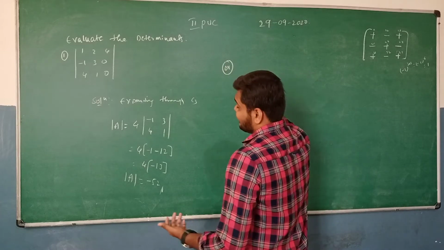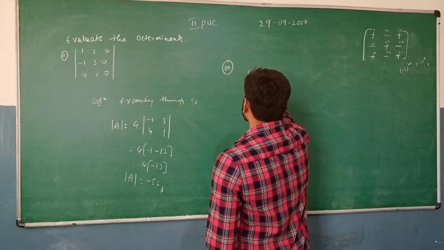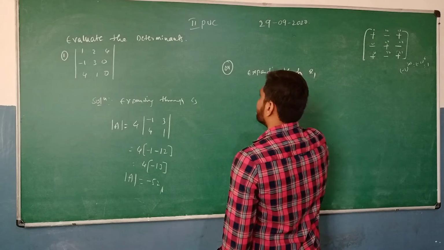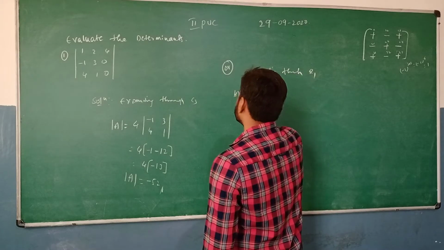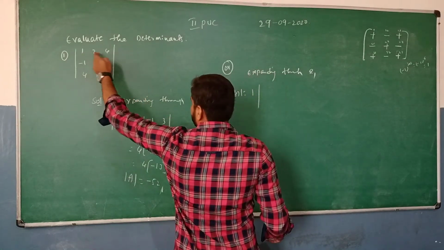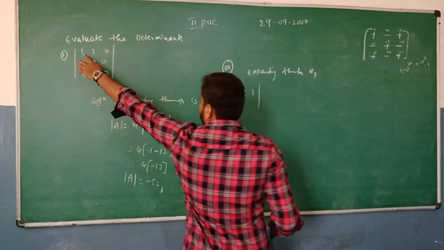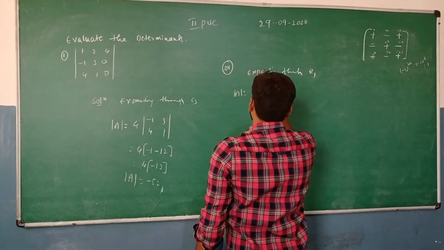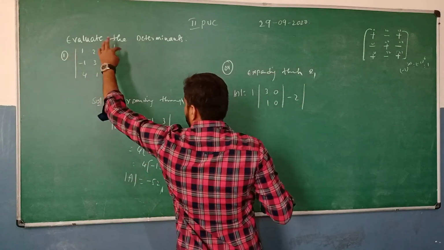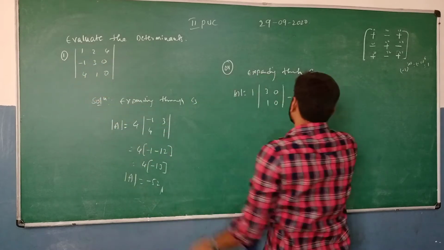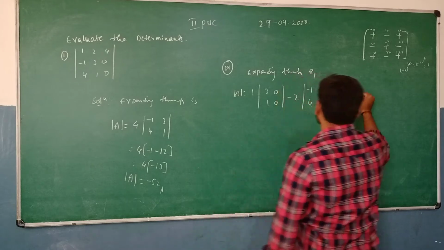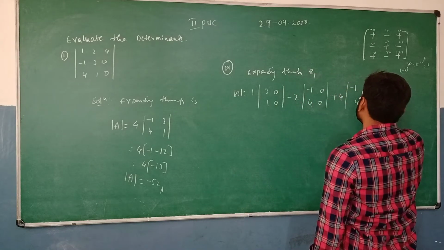When we expand by row 1, R1, the determinant of A is equal to 1 into... we need to neglect the corresponding row as well as the corresponding column, so 1 into 3 0 1 0. Then minus 2 into the corresponding minor, minus 1 0 4 0. Third one, plus 4 into minus 1 3 4 1.